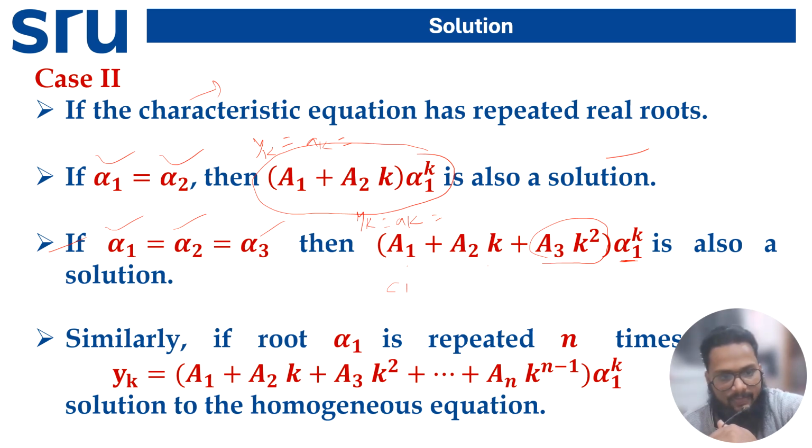So finally, if you have repeated roots n times, it will be a1, a2 k, then k square, then k cube, then k power 4. That will be repeated, a similar process you can follow, and you can find the solution. So if it is 4, then it will be fourth degree equations. If you are getting a1 plus a2 k plus a3 k square plus a4 k cube, then into the root whichever is the repeated root power k. This will be the solution. This is the second case.